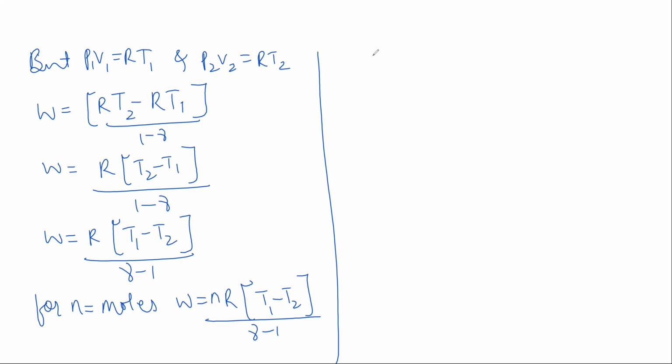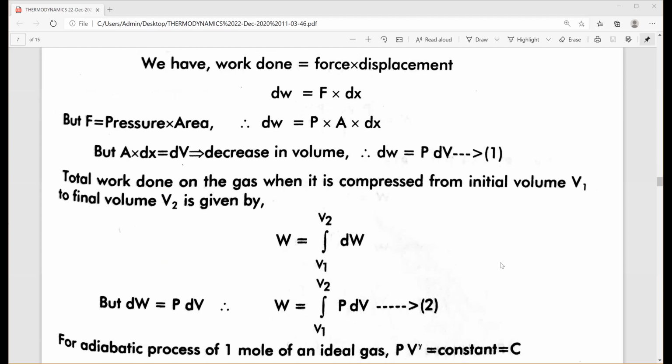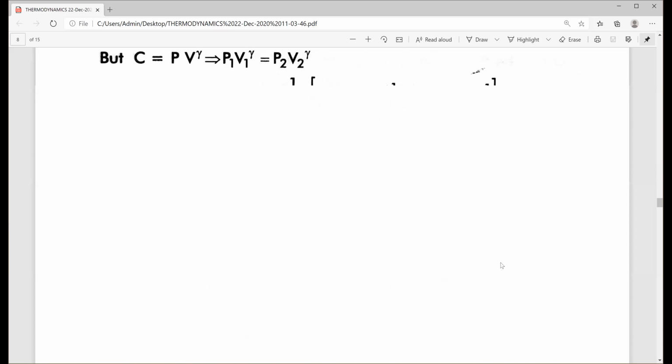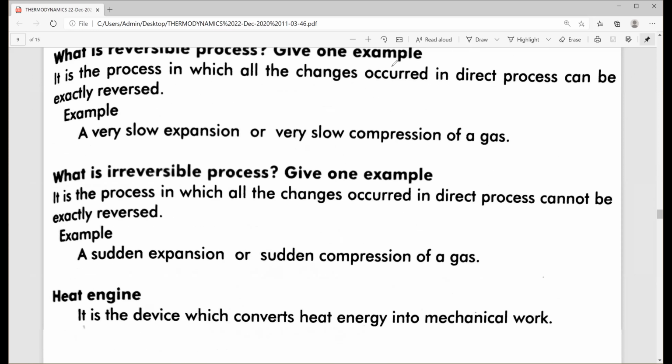So we discussed work done in case of isothermal, and work done in case of adiabatic process. Next we shall discuss the meaning of reversible and irreversible process. Let us discuss reversible process and irreversible process.